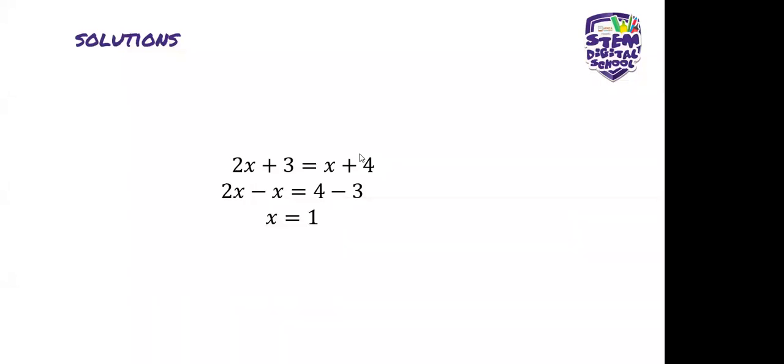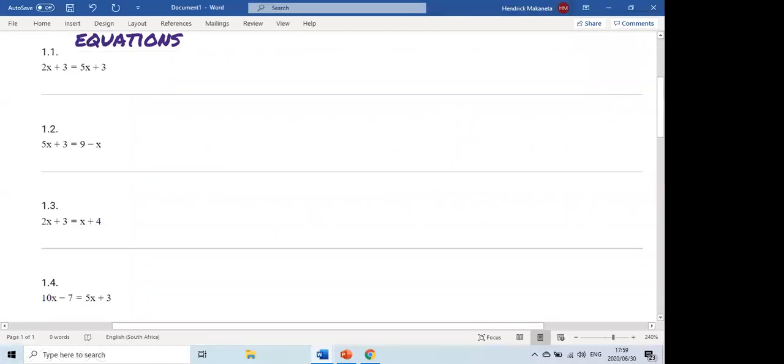We want to thank you, Nosipo, for taking the time and the trouble to answer this question. As we now proceed, we are going to go to Unkabetse and give Unkabetse a chance to proceed to answer the next one. Unkabetse, we are now at the fourth one, which is the last activity. 10x minus 7 is equal to 5x plus 3. Please go ahead.